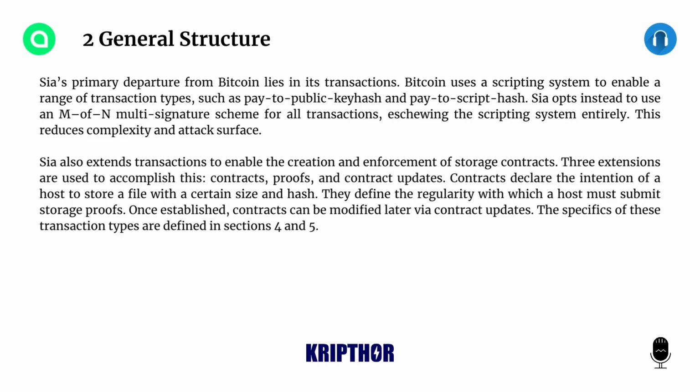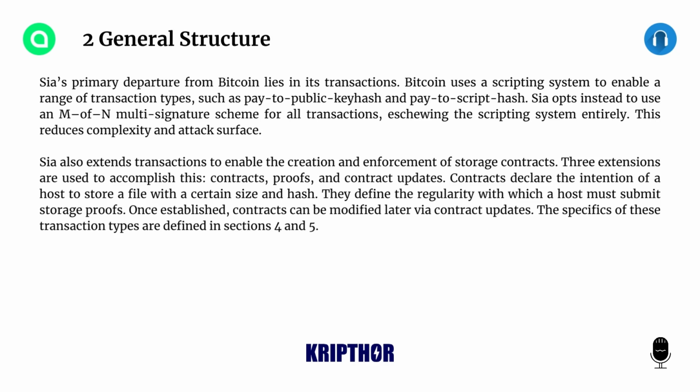2. General structure. Sia's primary departure from Bitcoin lies in its transactions. Bitcoin uses a scripting system to enable a range of transaction types, such as pay-to-public key hash and pay-to-script hash. Sia opts instead to use an M of N multi-signature scheme for all transactions, eschewing the scripting system entirely. This reduces complexity and attack surface.